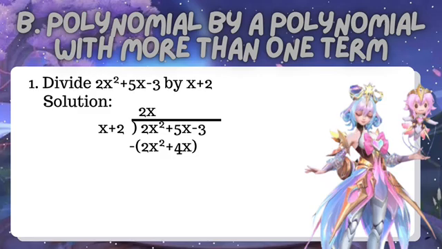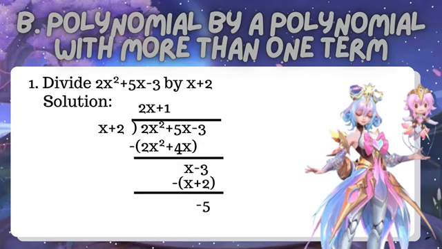Fourth step is to subtract. Subtract the expression you just wrote, which is 2x squared plus 4x, from the corresponding terms in the dividend, which is 2x squared plus 5x. Be careful with the signs. It is helpful to think of it as adding the opposite. So 2x squared plus 5x minus 2x squared plus 4x is equal to x. Bring down the next term from the dividend, which is negative 3. So our last step is to repeat the process.